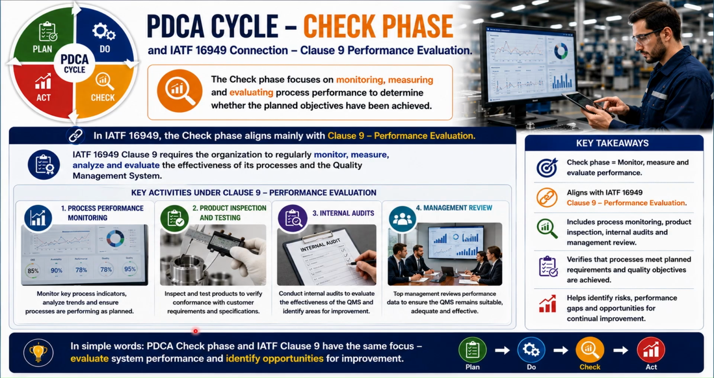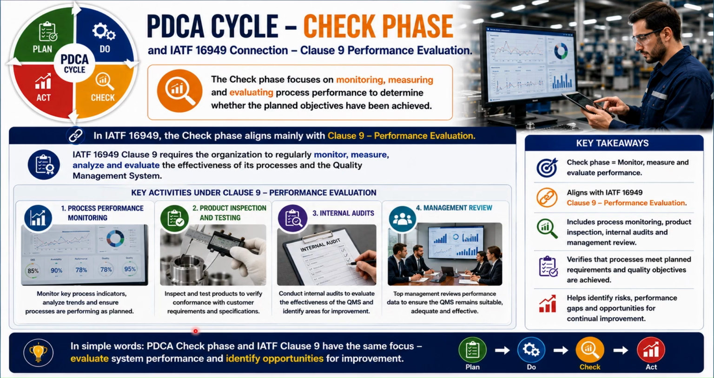Clause 9 requires organizations to regularly monitor, measure, analyze, and evaluate the effectiveness of their processes and the overall quality management system. Typical activities within this clause include process performance monitoring, product inspection and testing, internal audits, and management review.